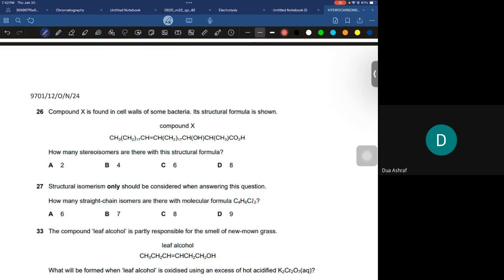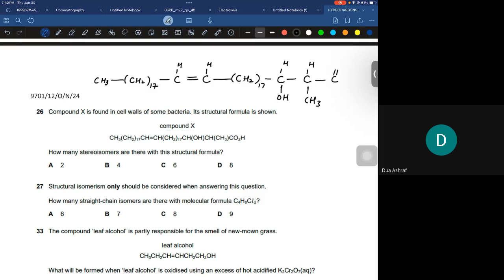Anji, let's suppose I'm going to draw the structure, this displayed formula. This is CH3, this is CH2, 17 times, then C, then double bond C, then H, then H, then CH2 again 17 times, okay, and then C, then H, then OH, then C, then H, then CH3, then C double bond OOH. So it's going to give you cis and trans.